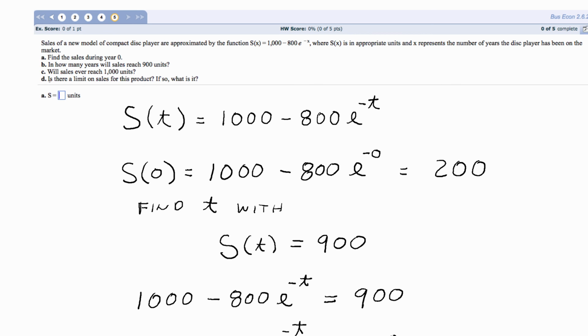Then the next question: is there a limit on sales for this product? If so, what is it? Again, looking at the expression for S, you see the limit is 1,000. We can get very close to 1,000, but not 1,000 itself. So 1,000 would be the limit on sales.